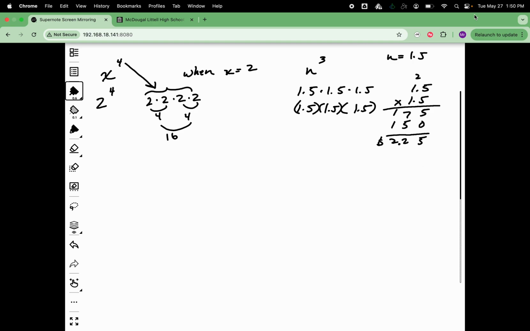Actually, I don't really want that dollar sign. Forget about the dollar sign. Then I have to do that again because I multiplied these two together, so I need to multiply 225 by 1.5 again. This time I'm going to move it 3 places, 1, 2, 3. So it's 3.375, or 3 and 375 thousandths. That's my answer on that one.